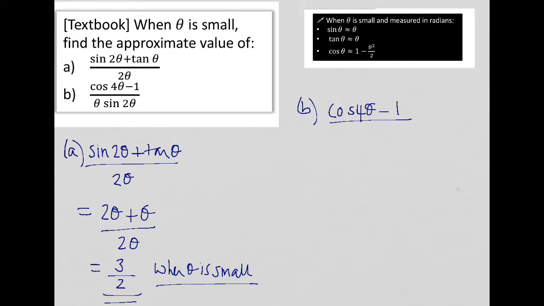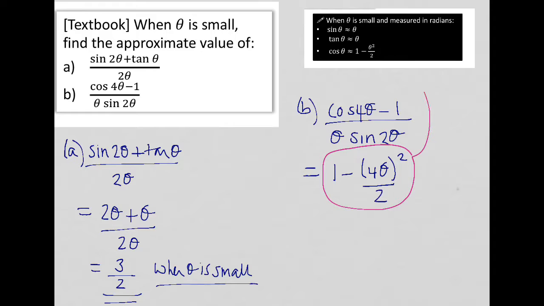subtract 1 over theta sine 2 theta. So cos 4 theta, so notice it's 4 theta, it's not theta, and I would write 1 subtract, and instead of the theta I write 4 theta, and all of that is squared over 2. So I'm just going to put a bit of a circle around that so that we can compare it, and check: 1 subtract, instead of theta it's 4 theta all squared, and the 4 is squared as well as the theta, all over 2.